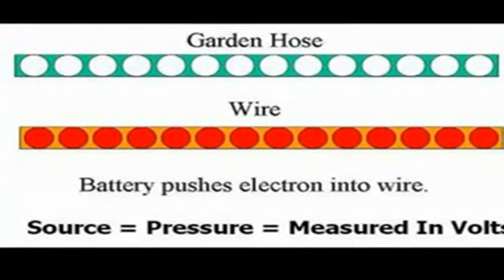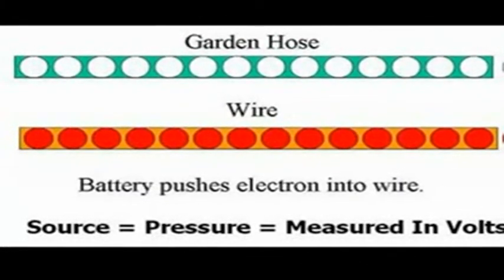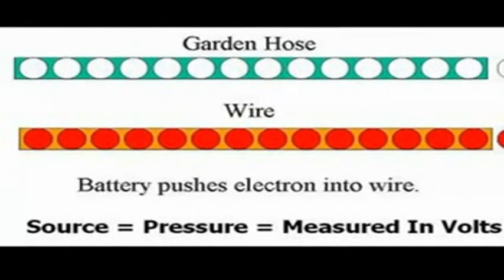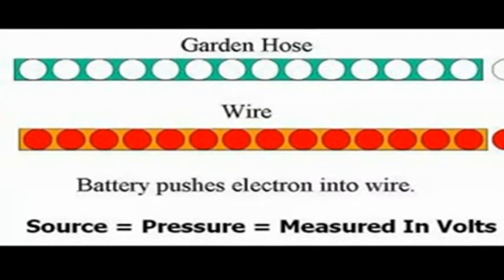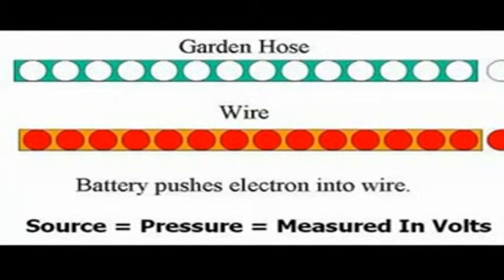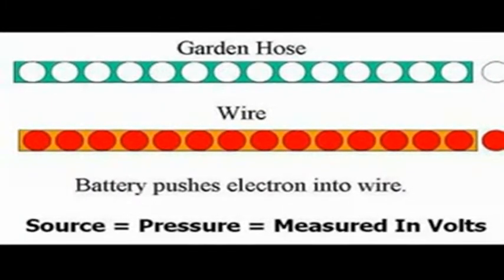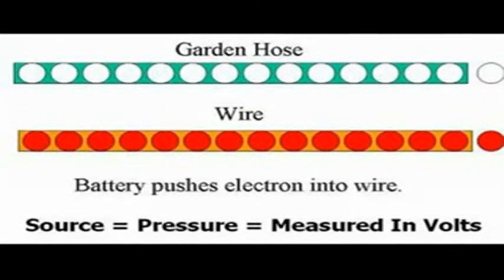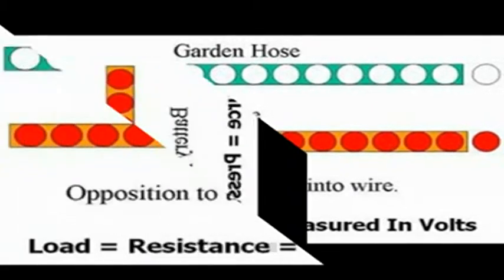This is what happens inside of the conductor. When we hook up our source, we push an electron into one end, we have a domino effect of electrons, and then one electron does try to come out the other end, and ends up going back to the source.